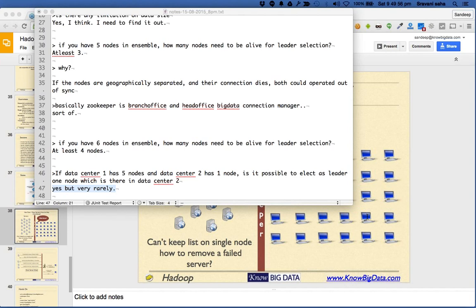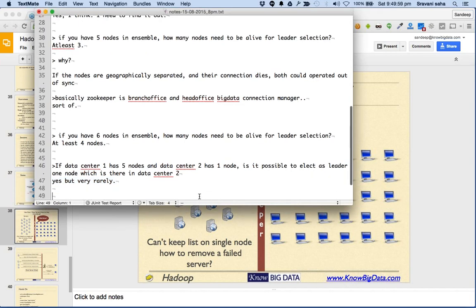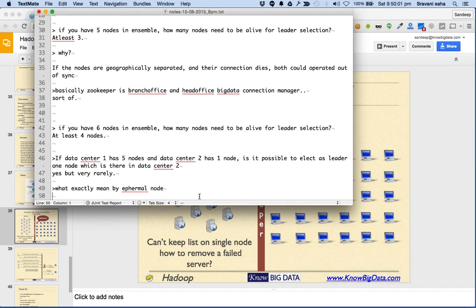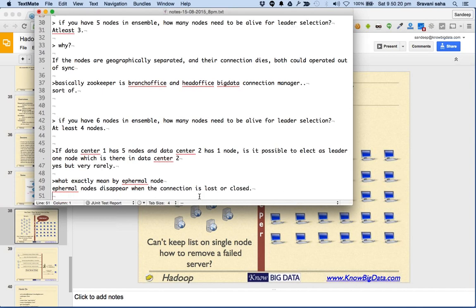All right. Now, Srisha's question is, what does it mean by ephemeral node? Ephemeral nodes disappear when the connection is lost or closed. Say you are connected to the server and you created an ephemeral node. Now you exit, or your connection is lost by network problem or something, then these nodes disappear automatically. Those are called ephemeral nodes.